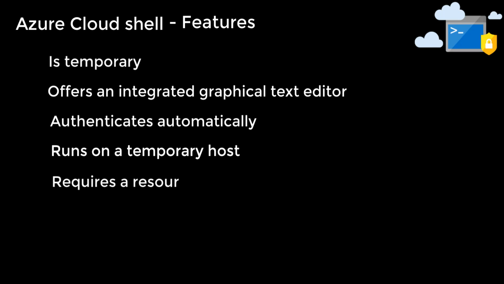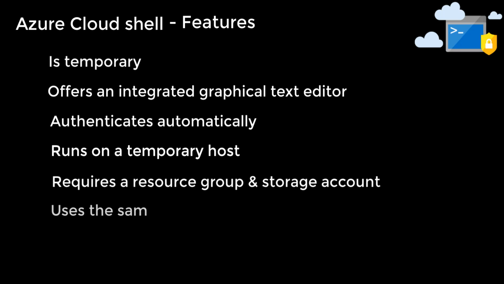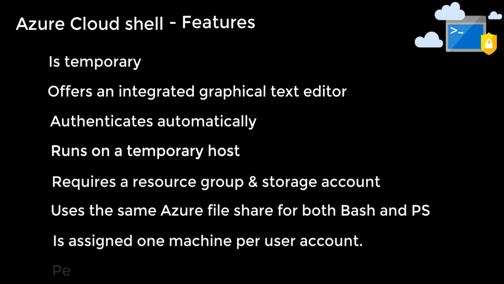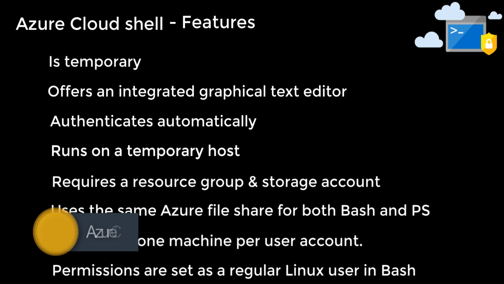Cloud Shell requires its own resource group. It has its own storage account and an Azure file share. Cloud Shell will use the same Azure file share for both Bash and PowerShell. It is assigned one machine per user account. The permissions for Cloud Shell are set as a regular Linux user in Bash.